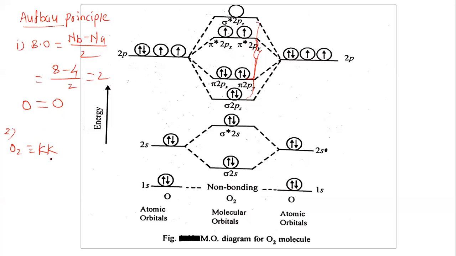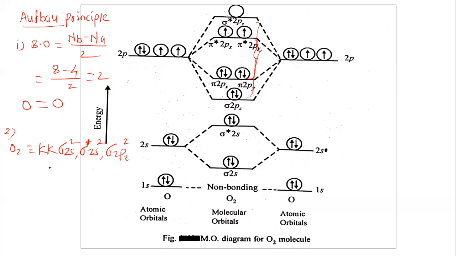Okay. Then next, the bonding molecular orbital sigma 2s. How many electrons are there? 2. Sigma 2s 2. Next, sigma star 2s, antibonding molecular orbital, sigma star 2s 2. Next, sigma 2pz. So according to the increasing energy level, we have to write the molecular orbitals.